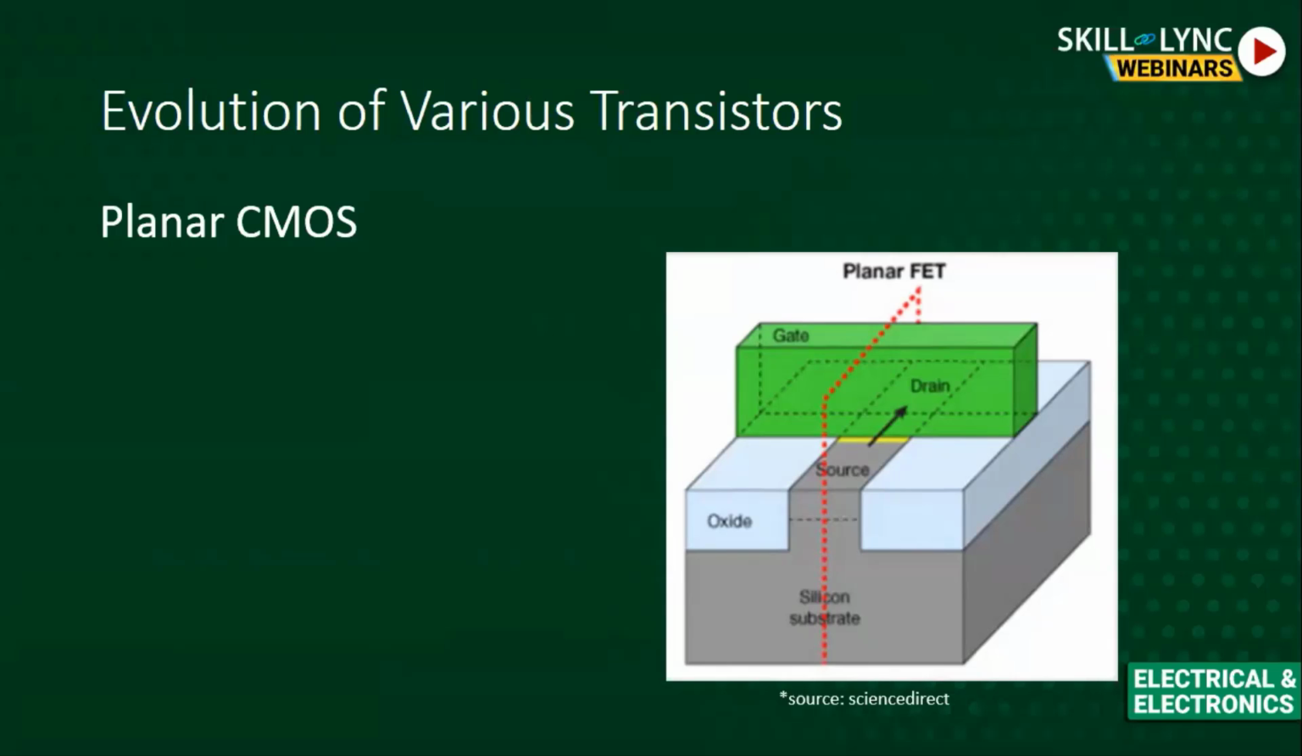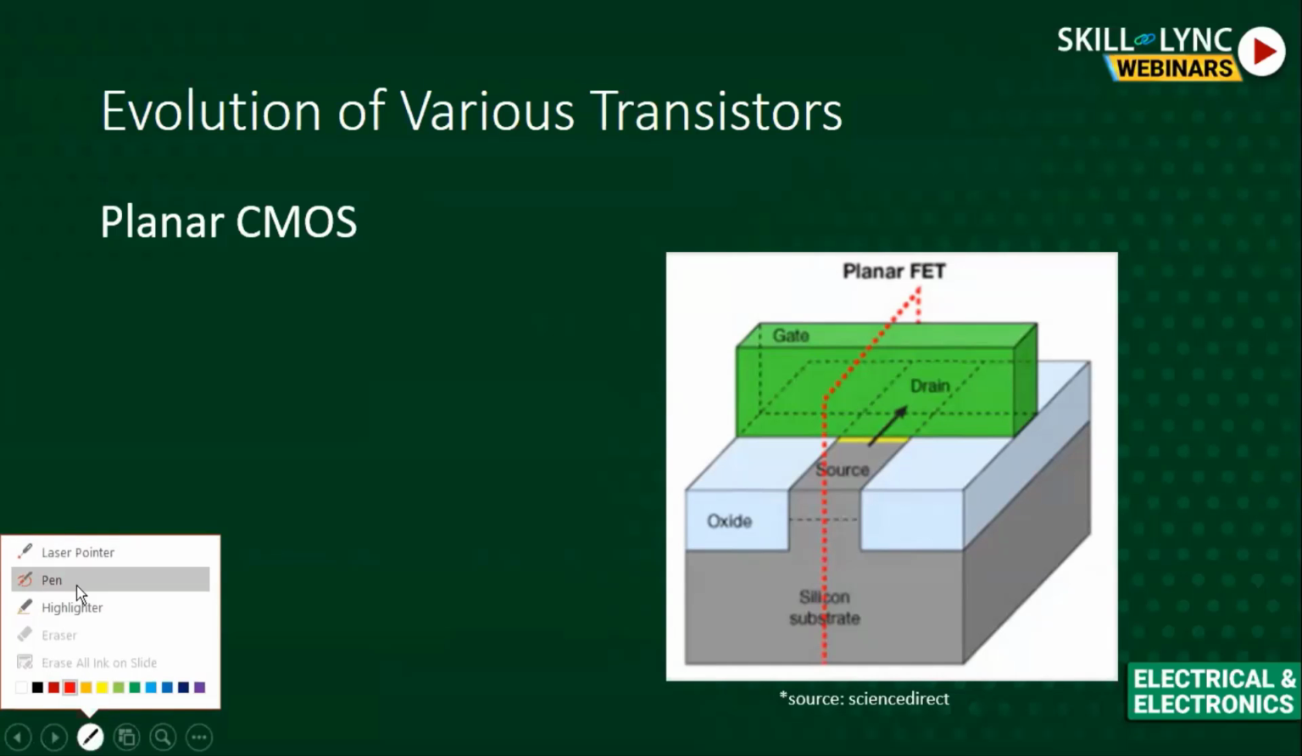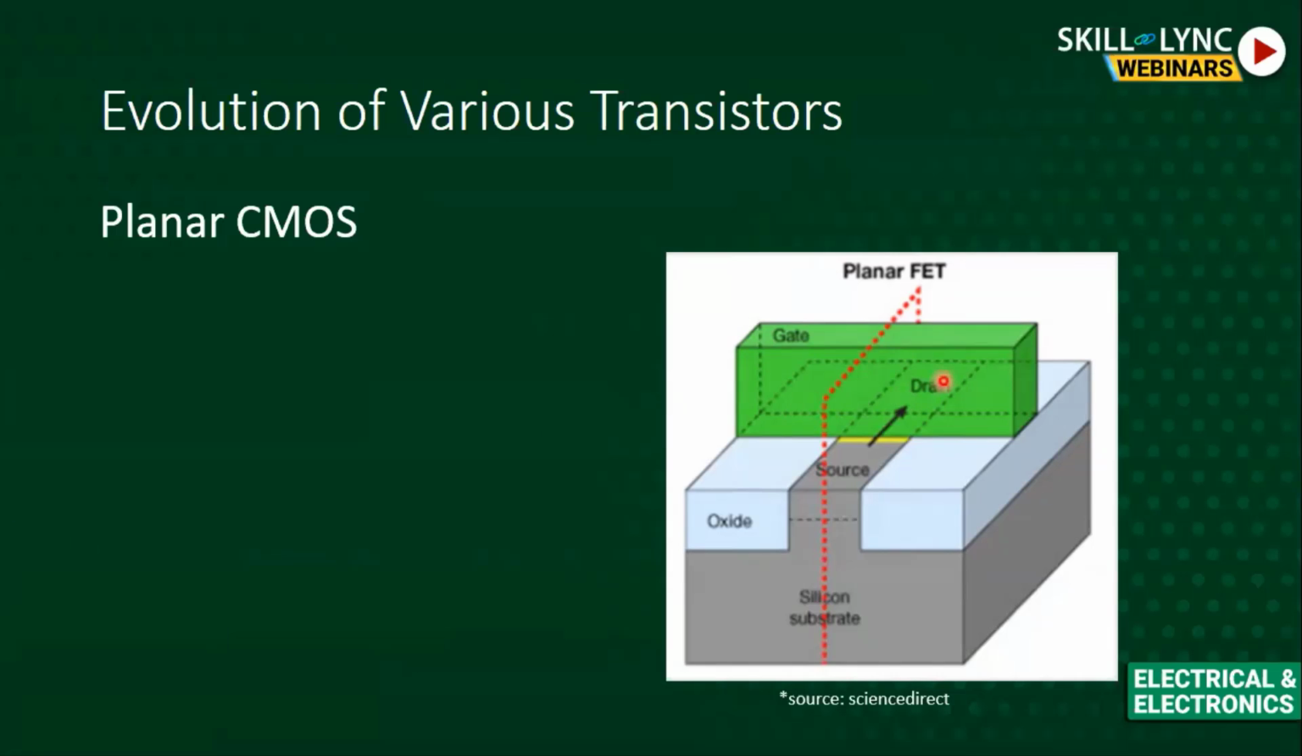You can see the source on the one hand and the drain on the other hand. On the top, in the green color, you can see the gate. You might know that BJT is a current control device and CMOS is a voltage control device.